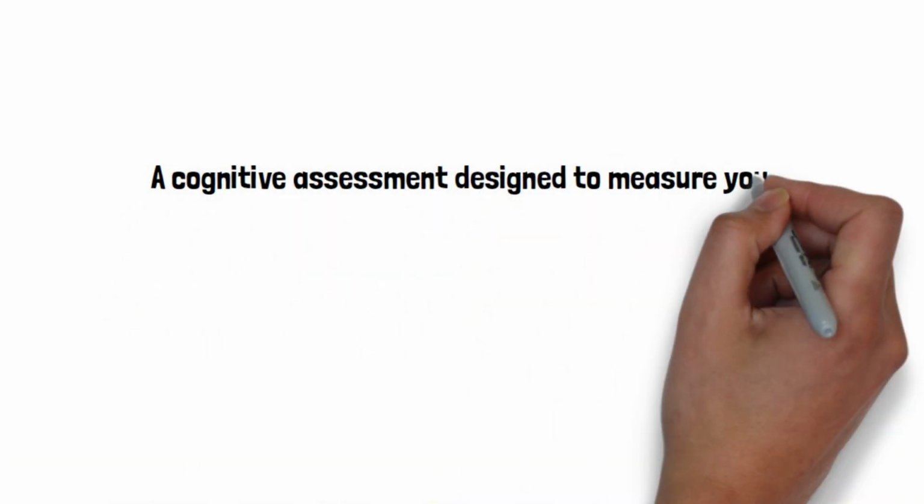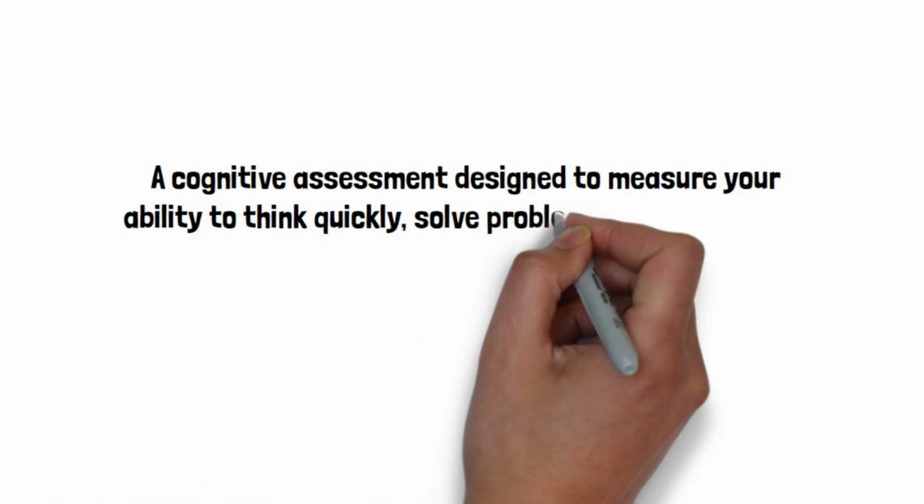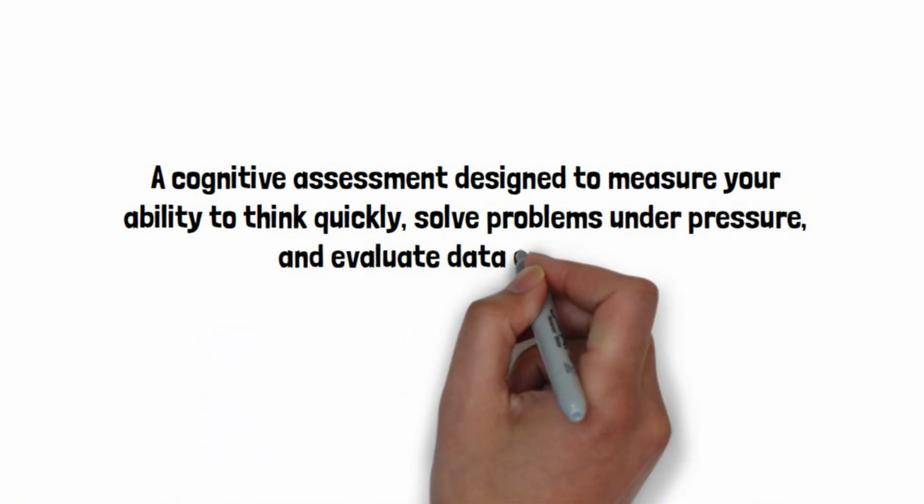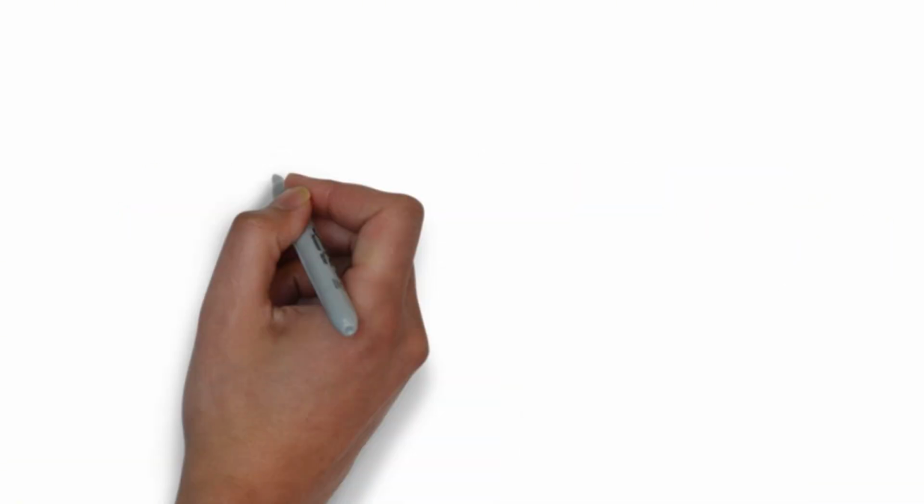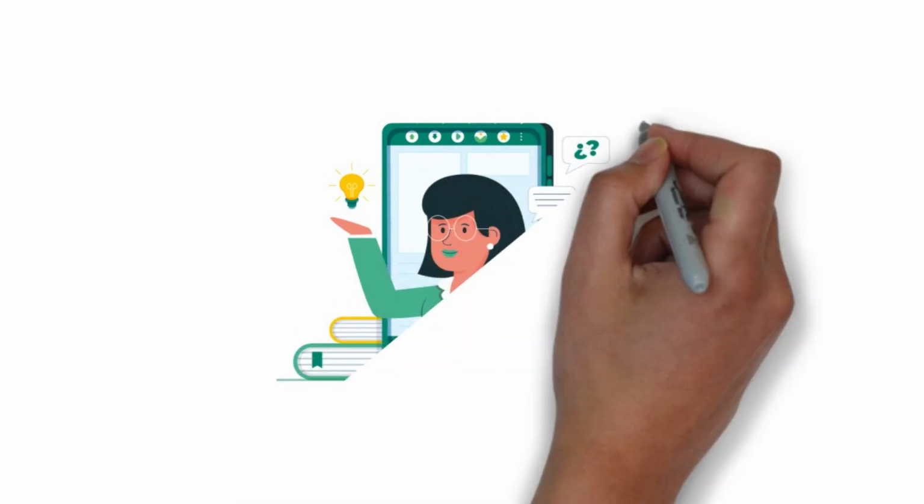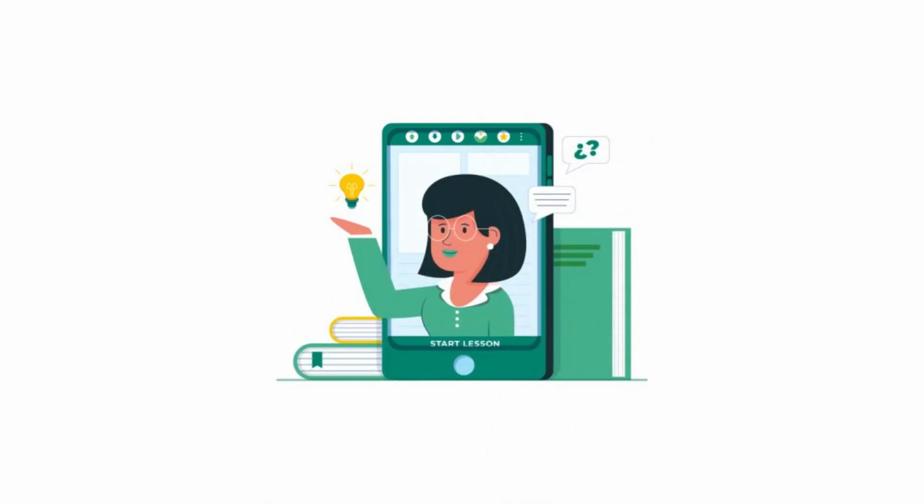The McQuaig Mental Agility Test, MMAT, is a cognitive assessment designed to measure your ability to think quickly, solve problems under pressure, and evaluate data effectively. Let's dive in. The MMAT is a fast-paced, 15-minute test with 50 multiple-choice questions. The challenge? You'll only have 18 seconds per question. It's designed to test your problem-solving skills, decision-making ability, and how well you perform under pressure.